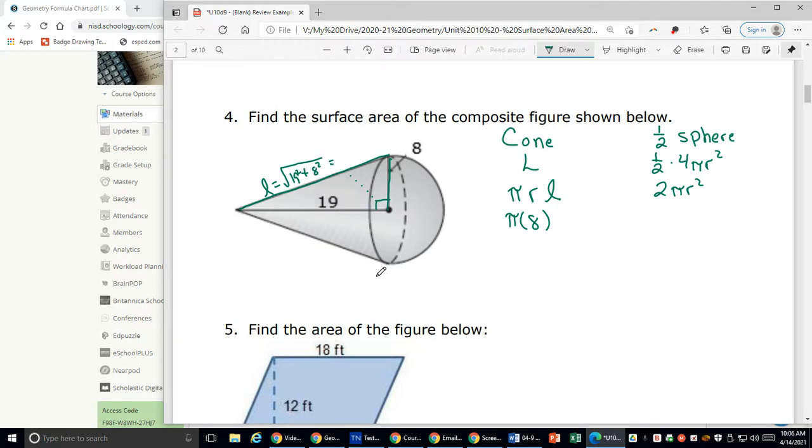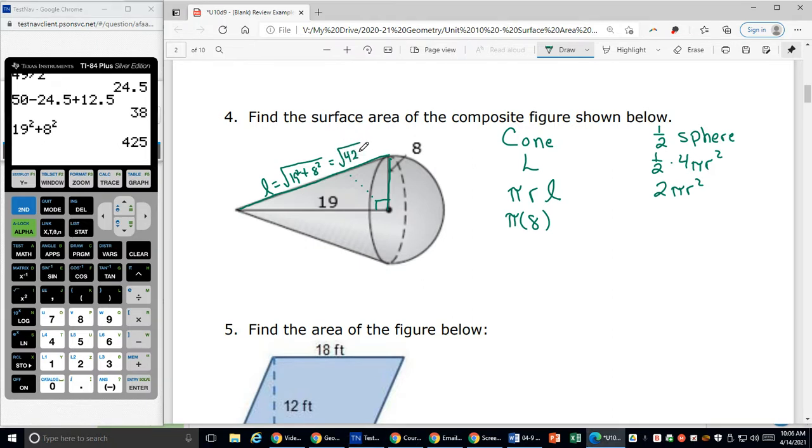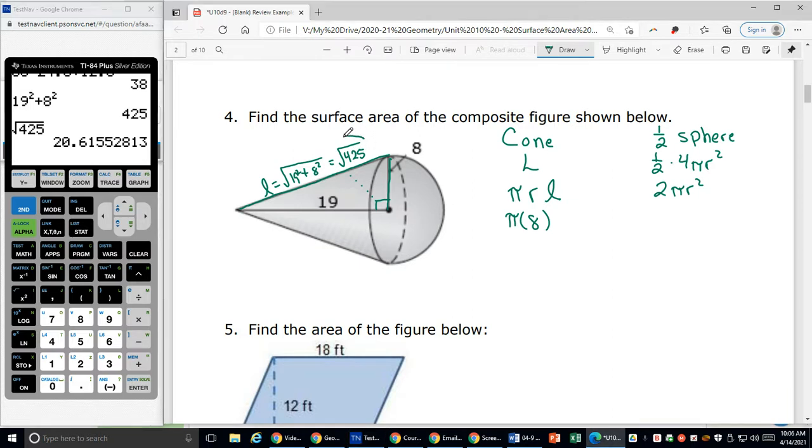And so I'm going to end up with, let me grab my calculator, I'm going to do 19 squared plus 8 squared. That's going to be the square root of 425. So the square root of 425 is this ugly decimal. And I don't want to do any rounding until the very end, so I'm just going to leave it for now as the square root of 425. Okay, and then my sphere over here, 2 pi r, my radius is 8 squared.